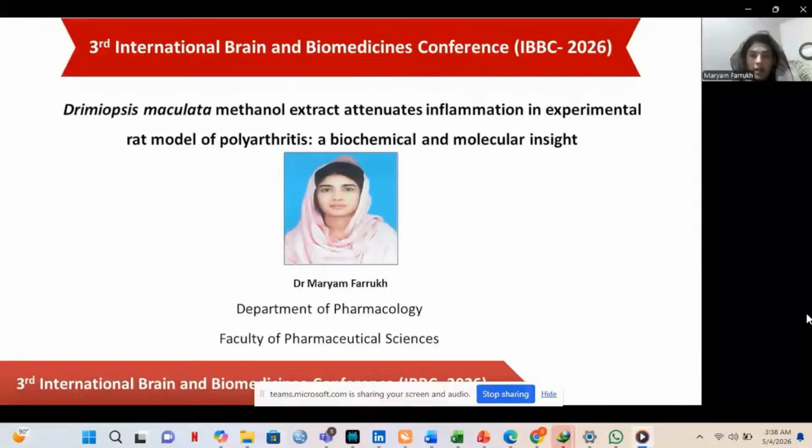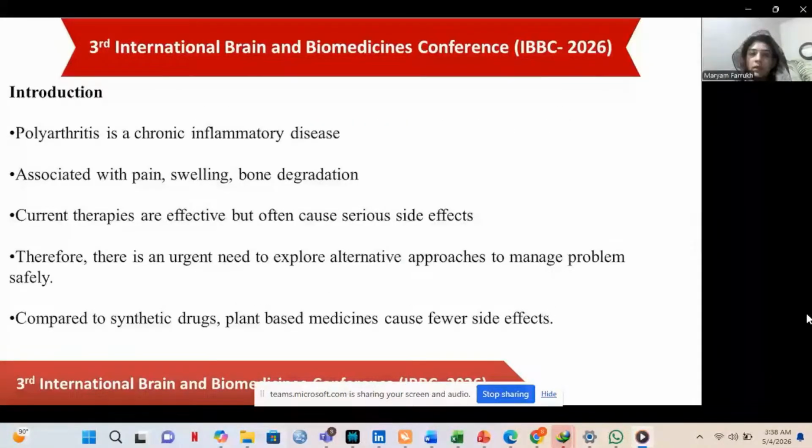First of all, polyarthritis is a chronic inflammatory disease associated with pain, swelling, and bone degradation. Current therapies are effective, but mostly associated with severe side effects. So there is an urgent need to develop therapies to manage the problem state. Compared to synthetic drugs, plant-based medicine or therapy causes fewer side effects.